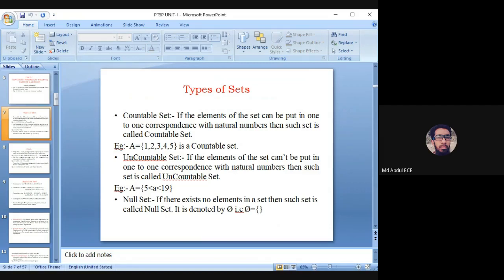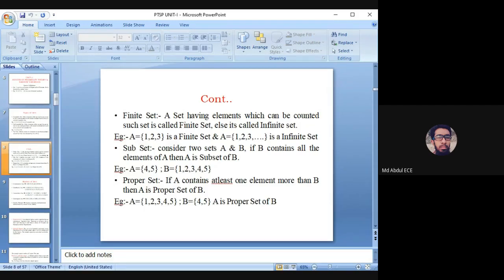Coming to the null set. If there exist no elements in a set, then such a set we call a null set. It is denoted by phi, and phi is equal to an empty set, so we don't have any elements in the set. Next type, finite set. A set having elements which can be counted is called a finite set. If I can count the number of elements in a set, then we call it a finite set. If we can't, we call it an infinite set.